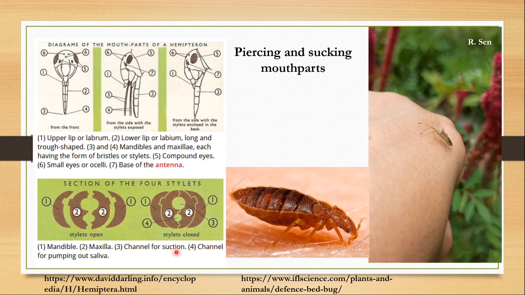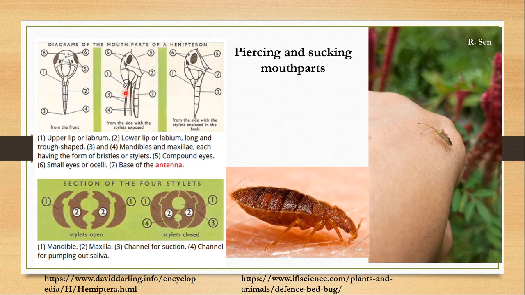Sometimes saliva is pumped out into the tissue to make it liquidy, and then it is sucked through the channel for suction. So all you need to remember here is that they have piercing and sucking mouthparts, which can also be known as a beak, and it is formed by a pair of maxillae, a pair of mandibles, and the lower lip or labium. The maxillae and mandibles form the stylets, and the labium covers them together.